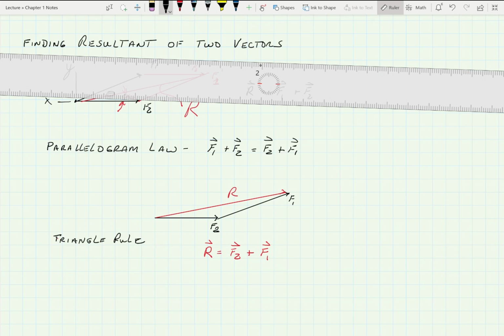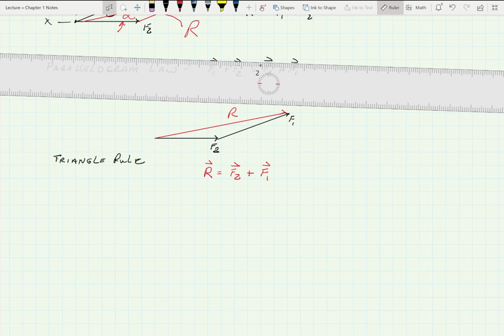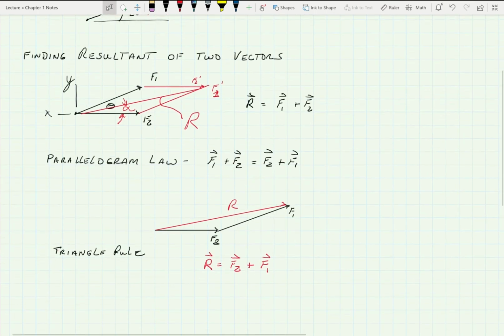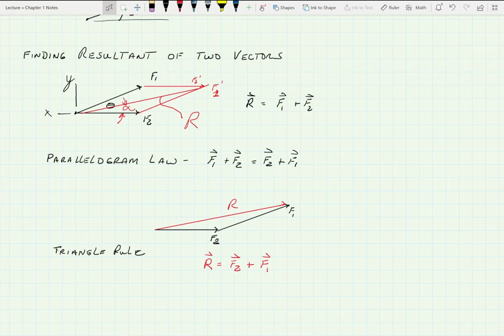All right, and generally that's what that is. We'll give you some homework assignments for that, and you'll be able to see what's going on with that. And I'll do some examples here of parallelogram and triangle rule for you in the next video.